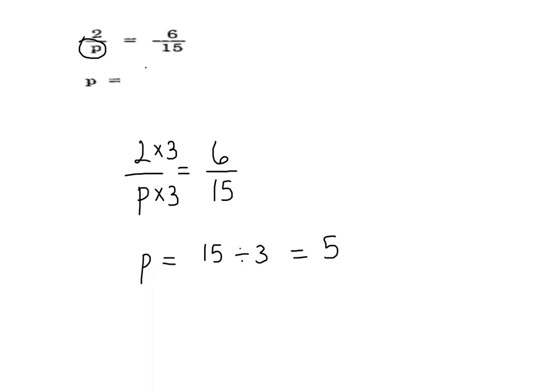So the fraction that is equivalent to 6/15 is 2/5. So the value of p, we get p to be 5. And that's how you'll approach a question like that, right? Like I was saying, it's almost reversing the whole equivalent fractions business that we did in the last question, right?